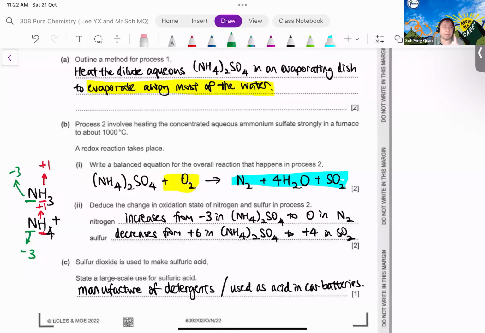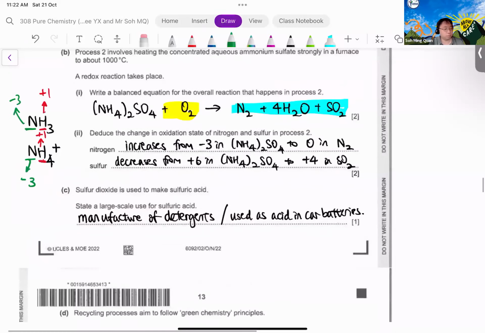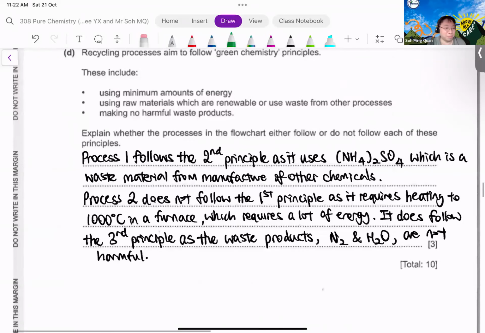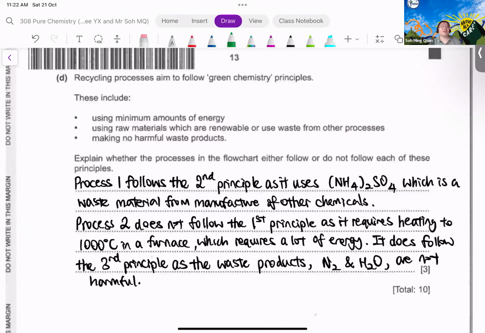Now, part D is the one that most of you probably don't really know where you went wrong. If you look at my answer, right, actually, I didn't really go beyond the line. Okay, it's possible to get 3 marks just by writing this. So first, these are the green chemistry principles. These include blah, blah, blah, right? So process 1 follows the second principle. Process 2 doesn't follow the first principle, and so on and so on. So you just need to read and figure out. Process 1 follows the second principle because it reuses a waste material, ammonium sulfate, from the manufacture of other chemicals.